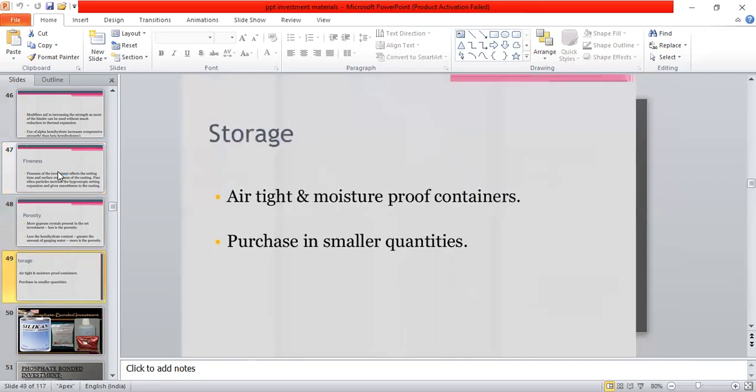So here we complete the gypsum bonded investment material. Here it shows that the gypsum bonded investment material is made up of the refractory material and binder, and there we discuss their individual properties.